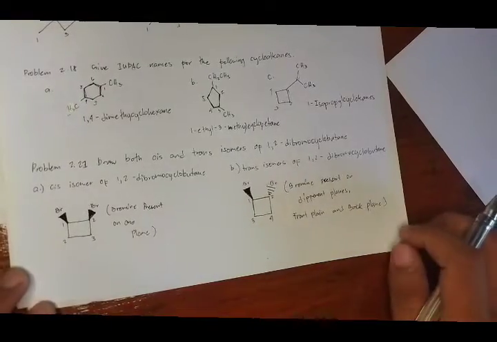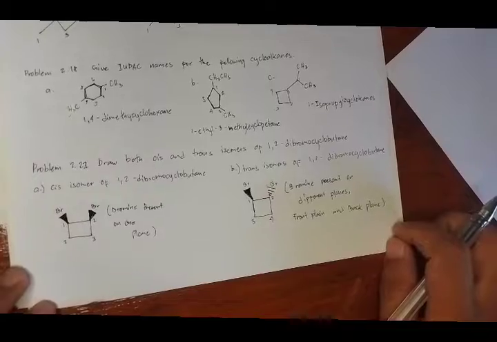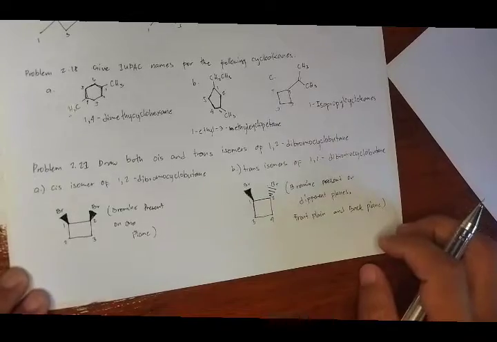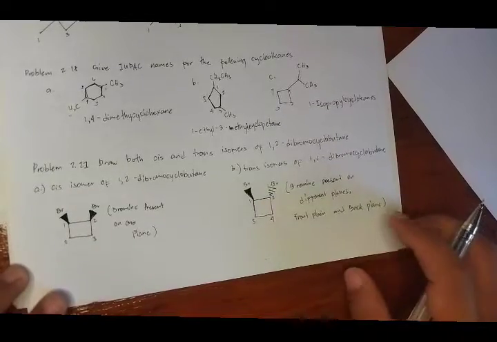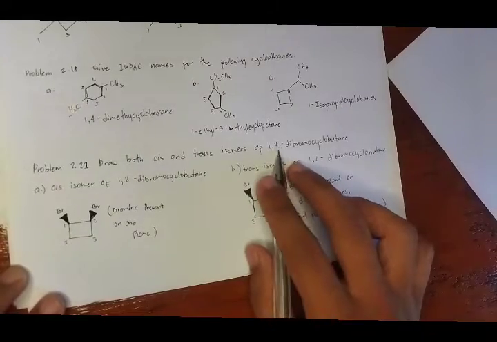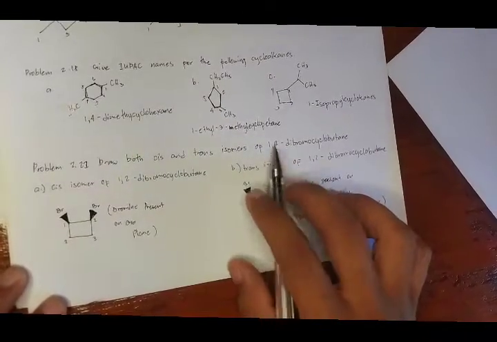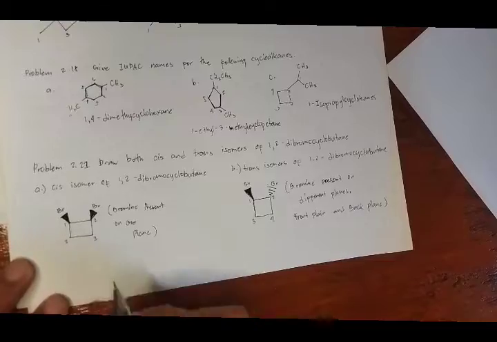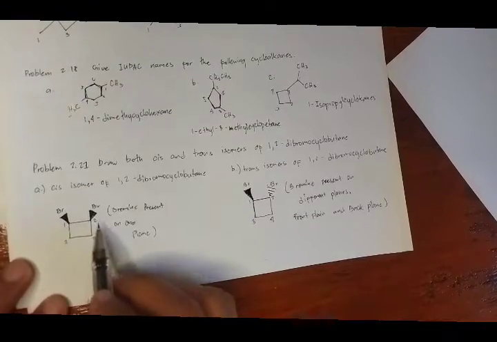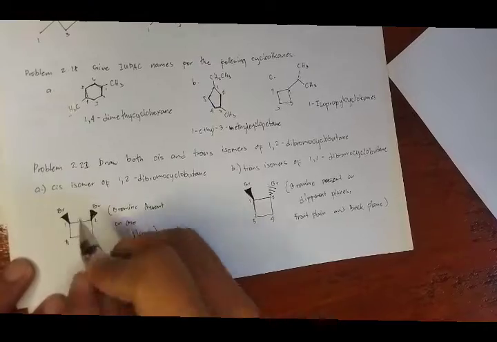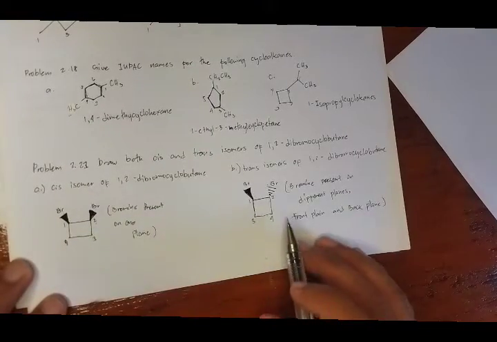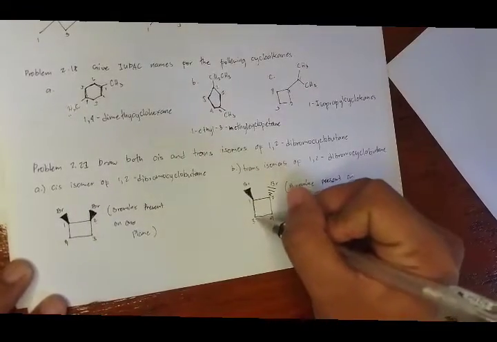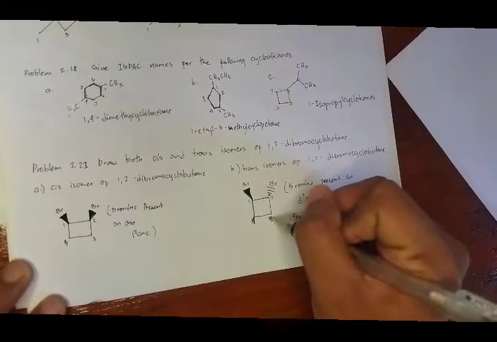So again, this is problem 2.21. Draw both cis and trans isomers of 1,2-dibromocyclobutane. Since that is 1,2, there would be bromine present on the first and second carbons. So we're going to draw that here. Since it is butane, that would be 1, 2, 3, 4. We also have this one, the 1, 2, okay, I wrote that wrong, 4, 3.